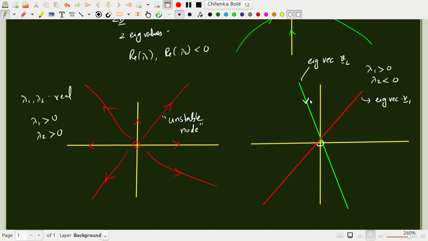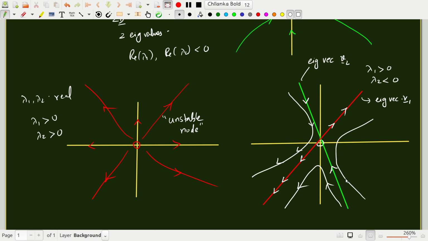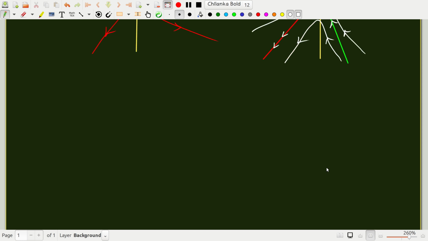If you start along this direction, obviously you will move towards this fixed point, whereas if you start precisely along this direction, you will move away from the fixed point. Then you can draw trajectories when you are not precisely on these two eigen directions. It will look like this. This is called a saddle point because there are two directions, one stable direction and one unstable direction.